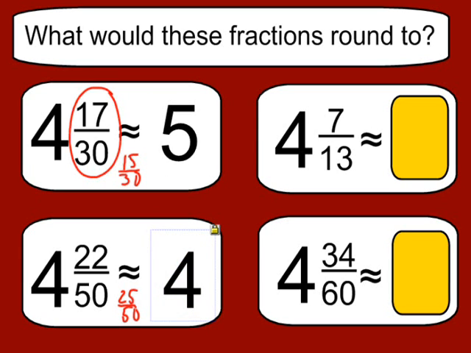We wouldn't round it up to 5. I'm going to do this one next. So how many 60ths would be 1/2? 30/60 would be 1/2. This is greater than 30/60. It's larger than 1/2, so this would round up to 5.